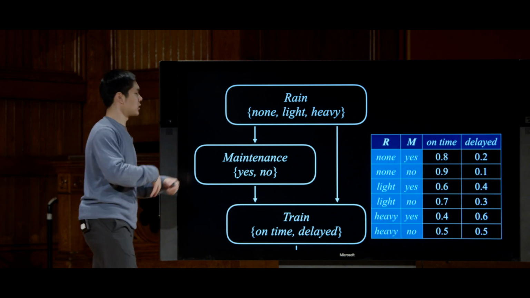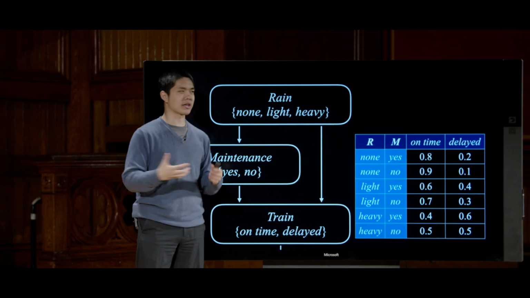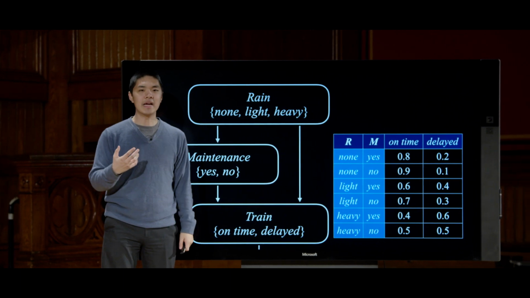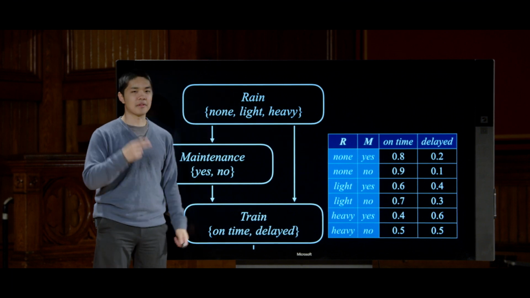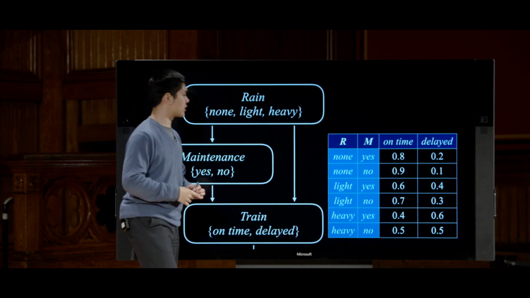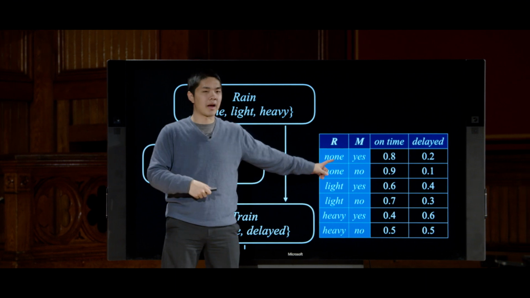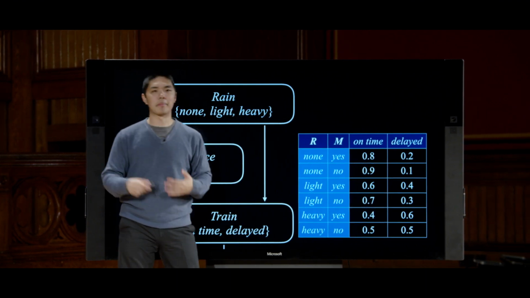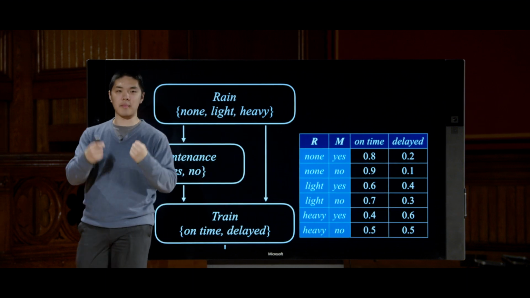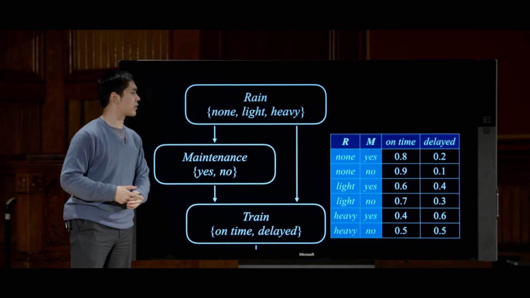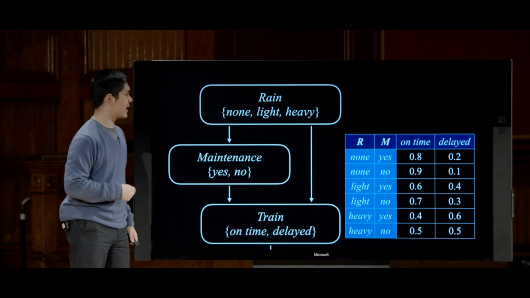And so you could construct a larger probability distribution, a conditional probability distribution, that instead of conditioning on just one variable, as was the case here, is now conditioning on two variables, conditioning both on rain, represented by R, and on maintenance, represented by yes. Again, each of these rows has two values that sum up to the number 1, one for whether the train is on time, one for whether the train is delayed.